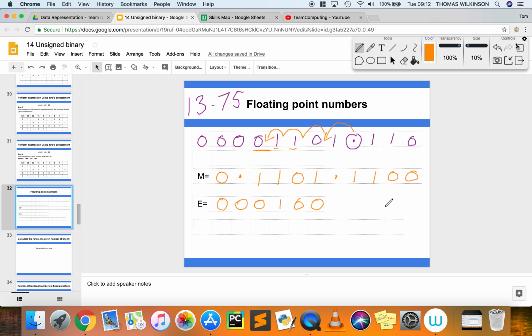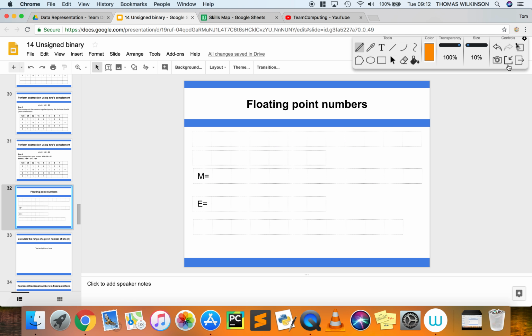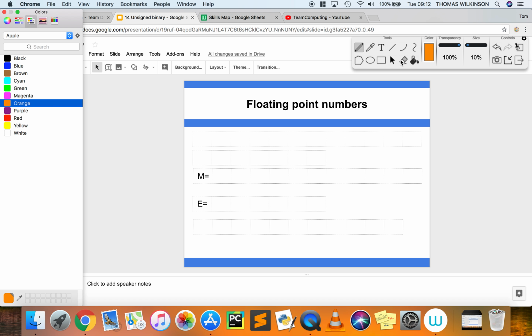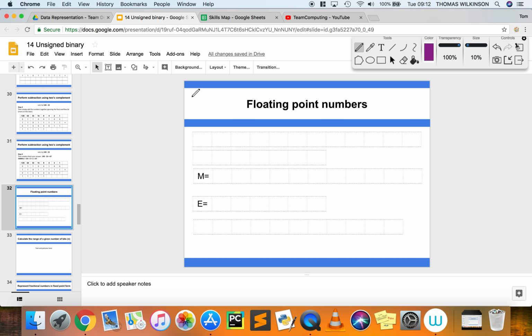Okay, so it's over to you now. I'd like you to have a go at converting the number 8.0625 into floating point format. Pause the video now, have a go, and then I'll take you through the answer.